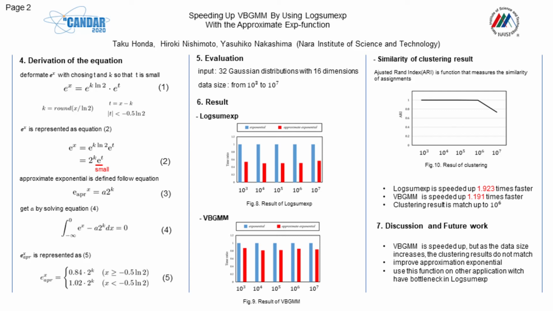Finally, section 7 is about discussion and future work. From the results, we found that VBGMM is speeded up, but as the data size increases, the clustering results don't match. Our future work is to improve the approximation formula to make it more accurate. And we would like to test whether this approximation is valid or not for applications other than VBGMM.